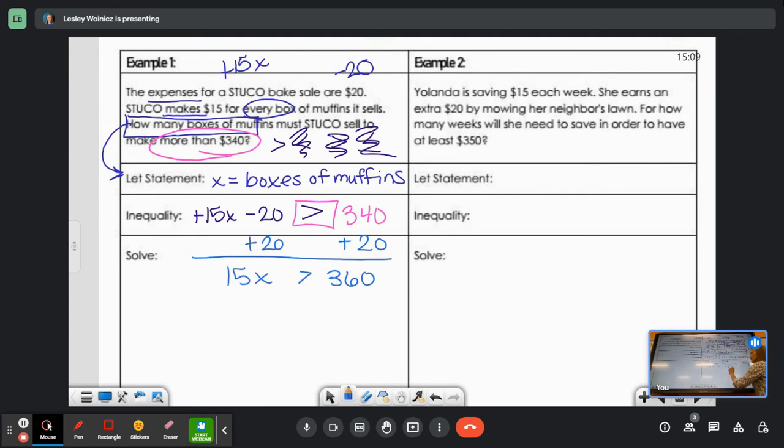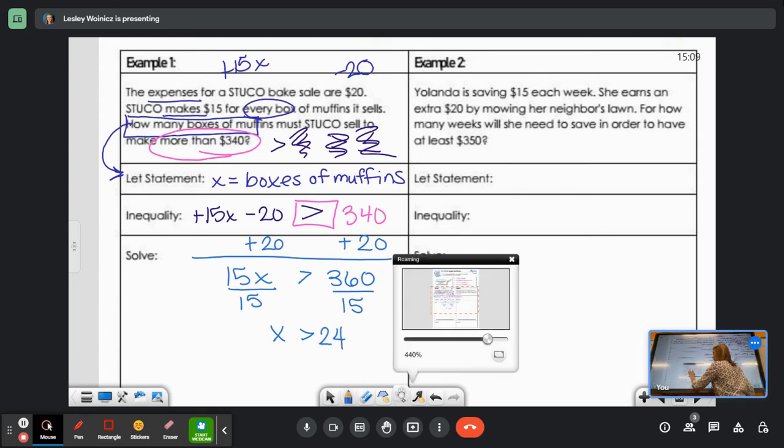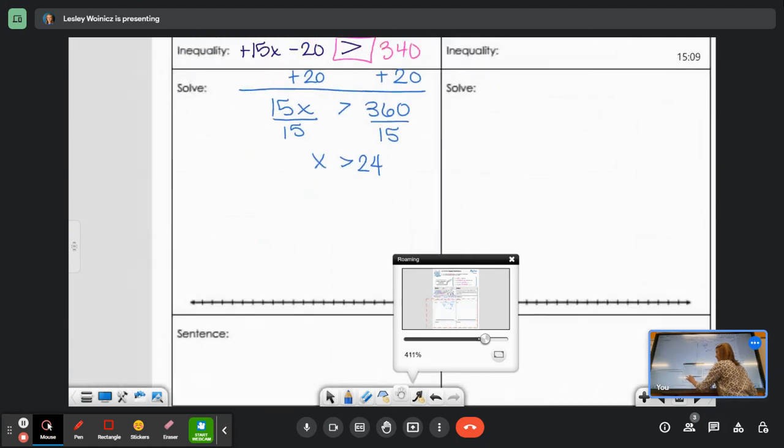Get x alone by dividing both sides by 15. And then x is greater than 24. All right. Before we write a sentence, let's draw a picture.